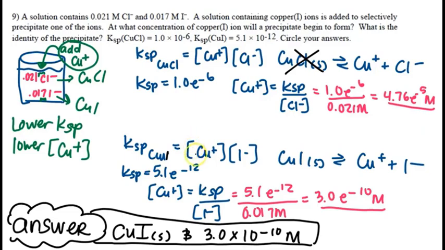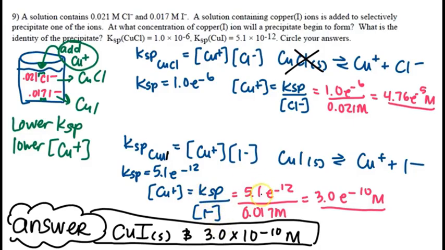This is going to equal the concentration of Cu+ times the concentration of I-, all based on the dissolution equation: CuI solid is going to dissolve at equilibrium into its individual ions of Cu+ and I-. Okay, folks? Again, we can go ahead and solve for the Cu+ concentration, which is going to equal Ksp divided by the I- concentration.